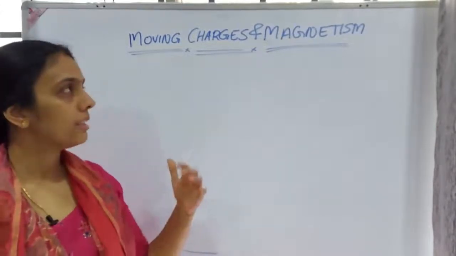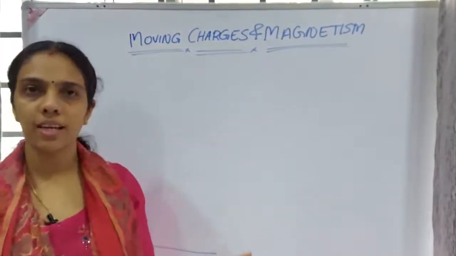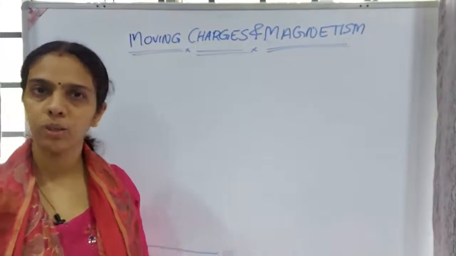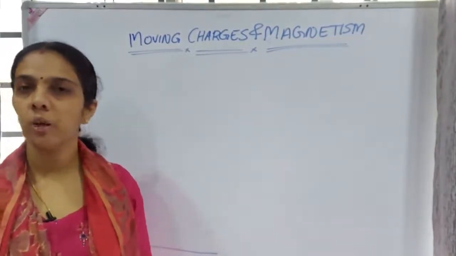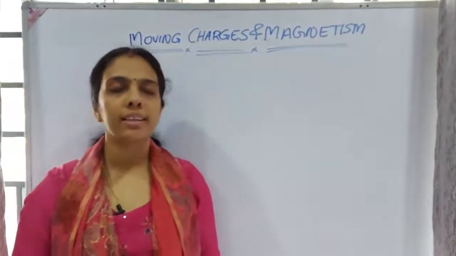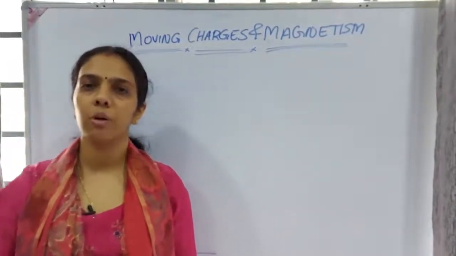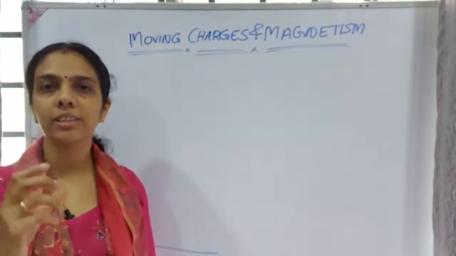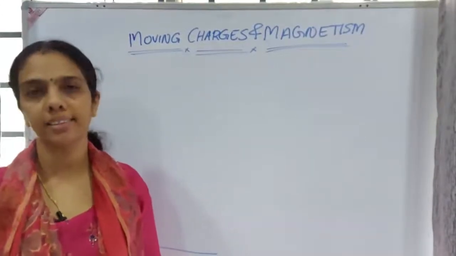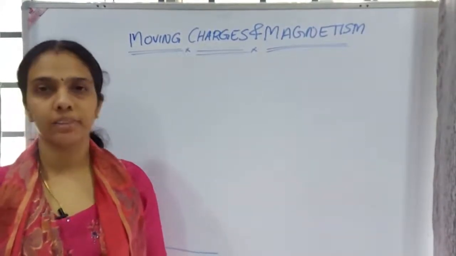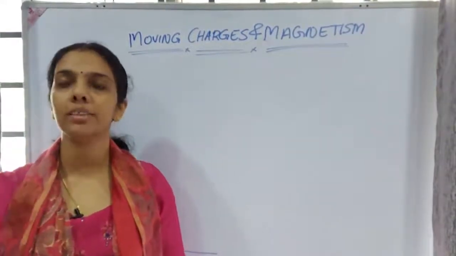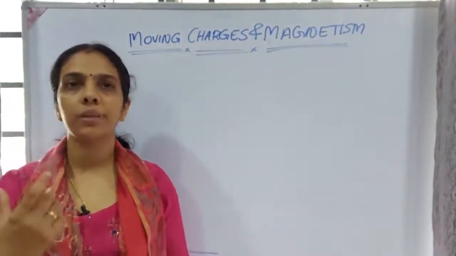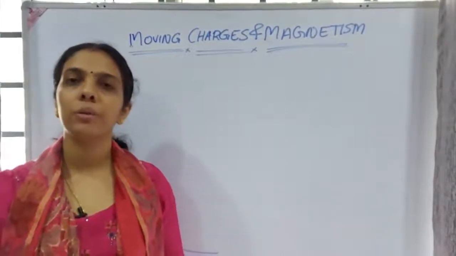So in the past three revision topics, the first topic we covered was the Biot-Savart law, the second one Ampere's circuital law, and the third one Lorentz force. Then today we are going to study what is the force acting on a current carrying conductor placed in a magnetic field. A current carrying conductor is placed in a magnetic field. A force will be acting on it. What will be the force acting?